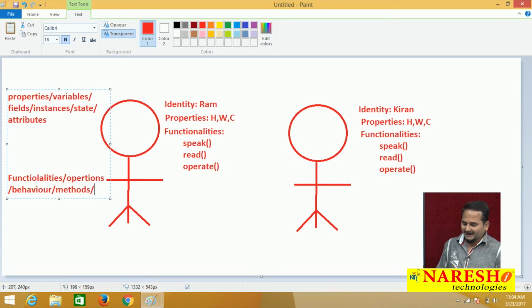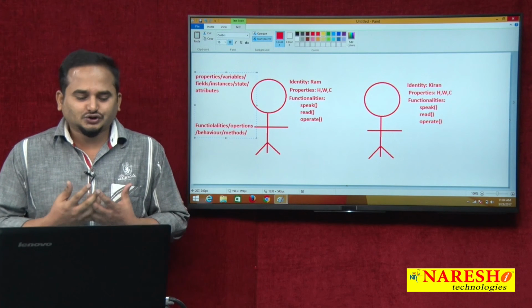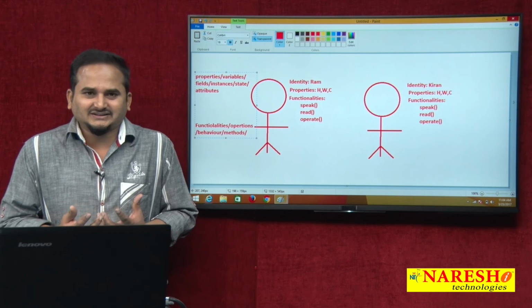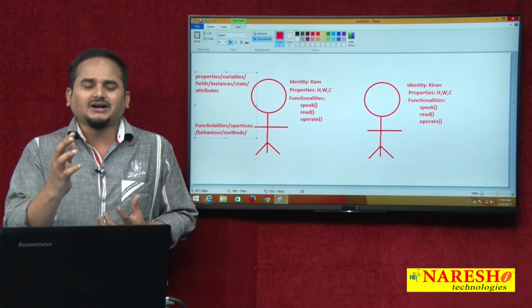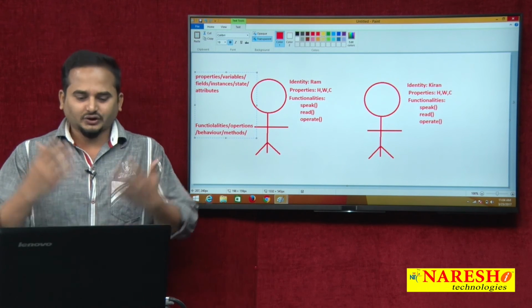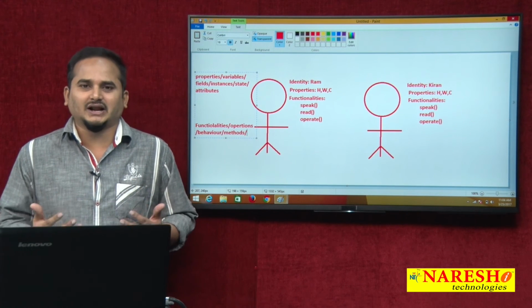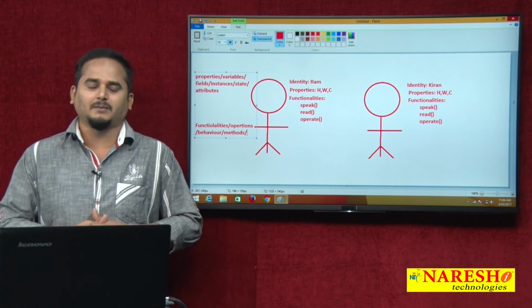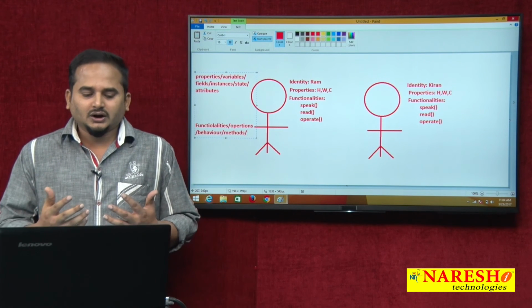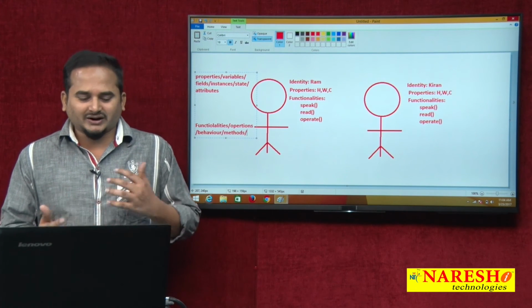Now let me highlight one more time. What is identity here? Identity is a name or word which is used to differentiate one object from another object. And property talks about the state of an object. Here Ram is one object, and Ram has some state like height, color, and weight. All these come under the state of Ram. Now Ram has some functionality, what is that?